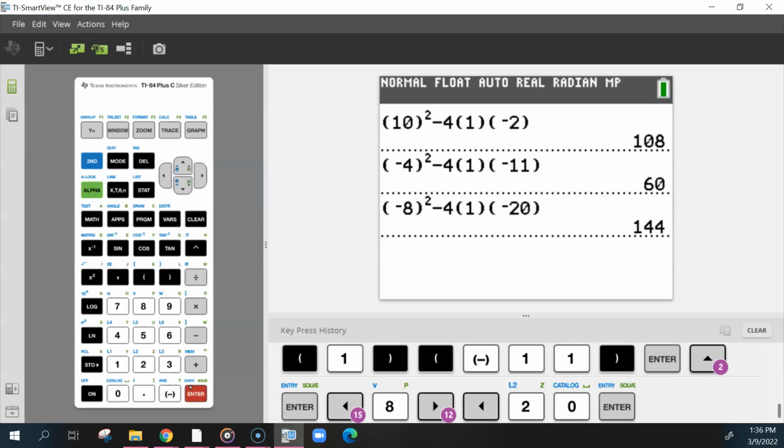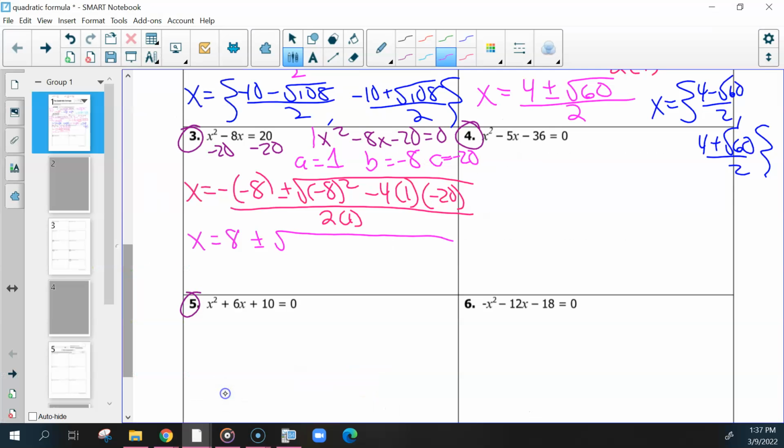Is 144 a perfect square? Yes. Because 144 is a perfect square, when we simplify this, we're going to end up with fractions or whole numbers or something like that. So the square root of 144 is what? 12. So now we're going to have 8 minus 12 all over 2 and 8 plus 12 all over 2.